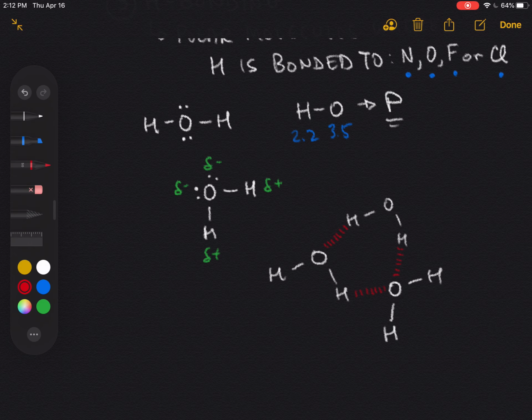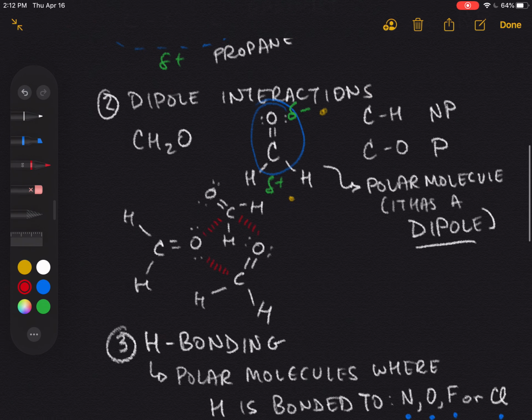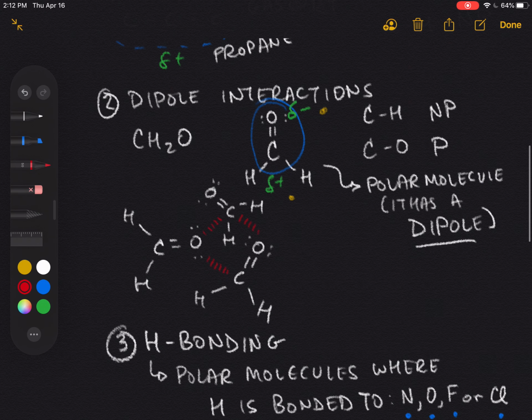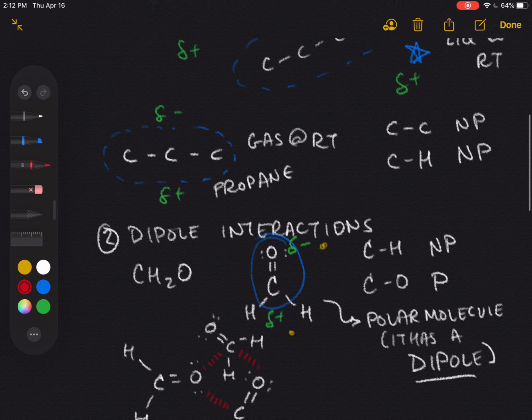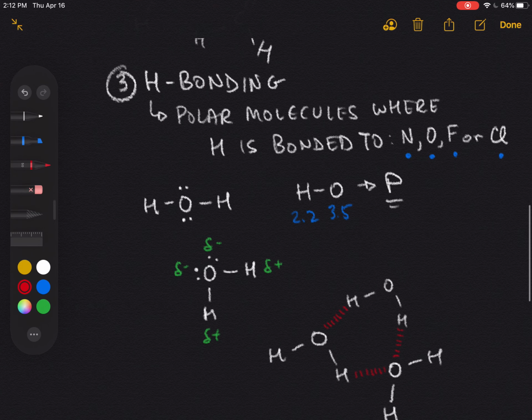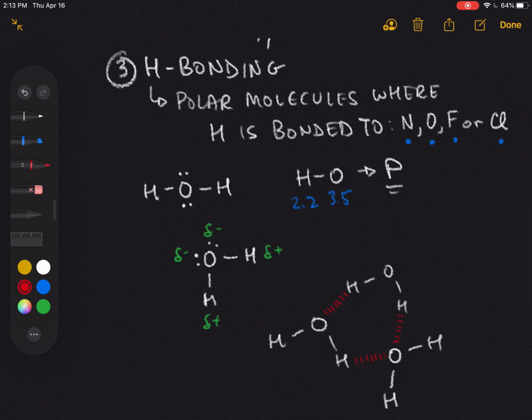This is a stronger interaction than these dipole interactions, and they're stronger than these dispersion forces. So H bonding is the strongest of these three. The next step, if you're going in strength of interactions, you'd get to ionic bonds.